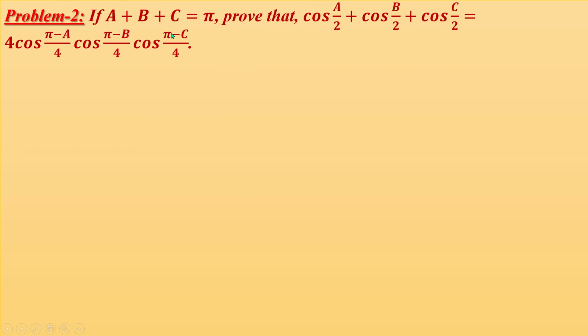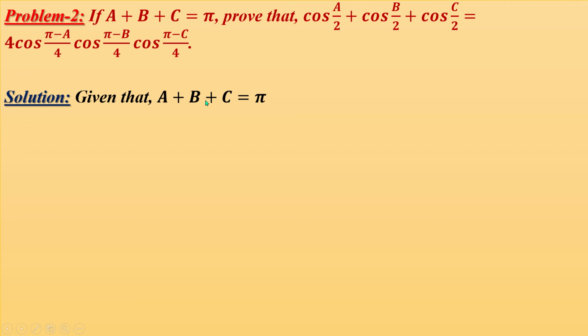Problem 2. If a plus b plus c equals pi, the given conditions are the same, that means a plus b plus c equals pi. Prove that cos a/2 plus cos b/2 plus cos c/2 equals 4 cos((pi minus a)/4) cos((pi minus b)/4) cos((pi minus c)/4).